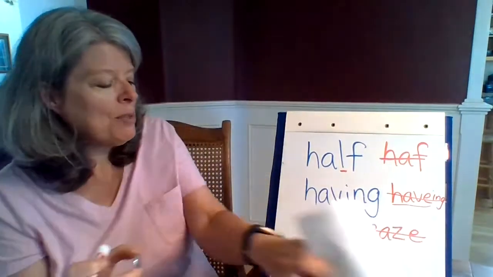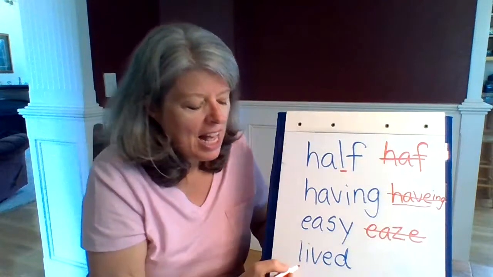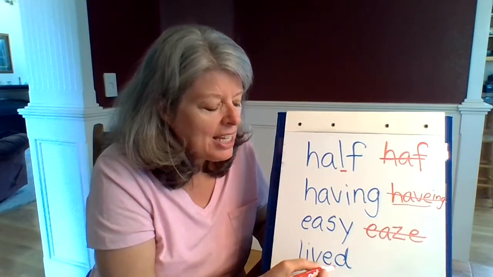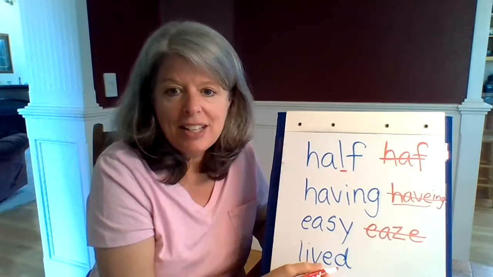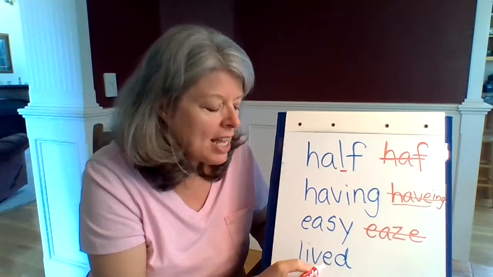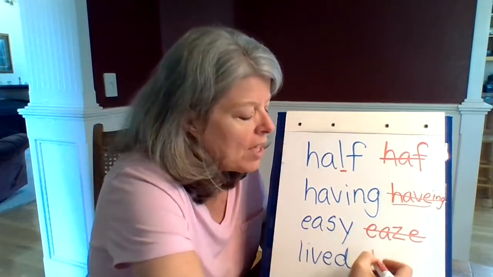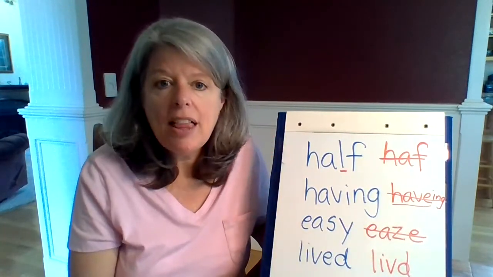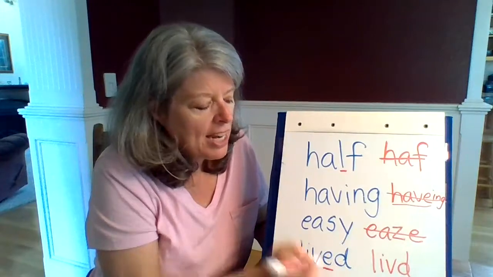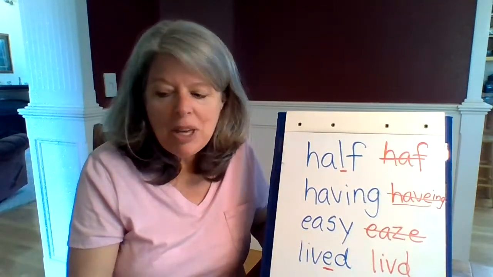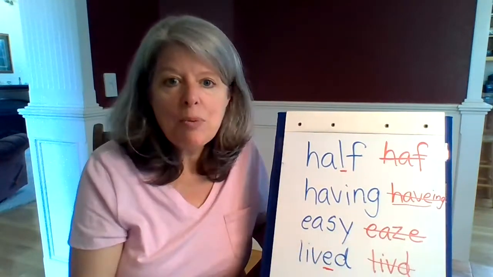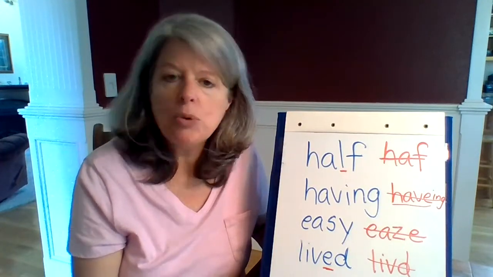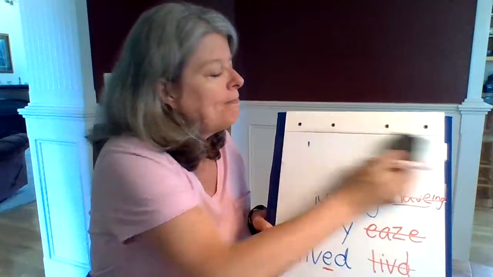All right, our last word is lived. L-I-V-E-D, lived. This one has that silent E in there, so that's the part that kids forget to write, and they'll just write L-I-V-D and they forget that E. All right, so be on the lookout for those tricky words, and as you spell words, if you notice that something doesn't look right to you, go back and fix it.